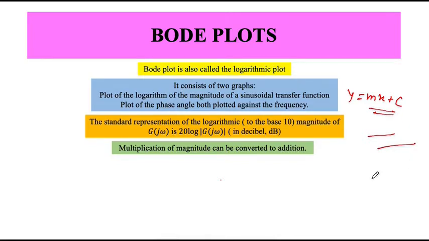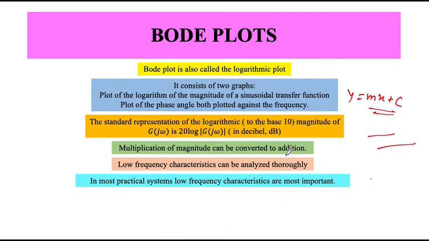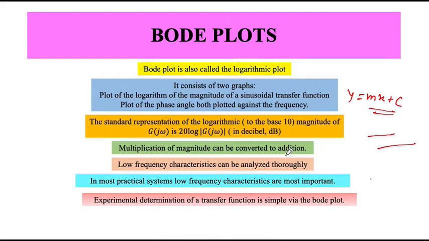So what is the advantage of this? Again, the low frequency characteristics I can see very well. And in most practical systems, low frequency characteristics are very important in terms of disturbances. Disturbances always occur at low frequency, so their characteristics are always low frequency characteristics. Also, the experimental determination of the transfer function is simple.